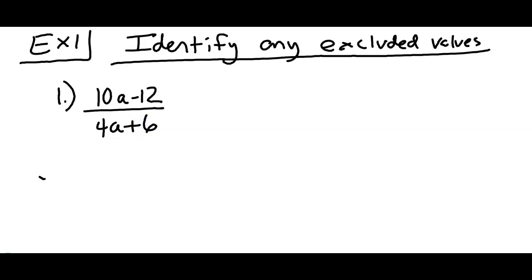So the question here is, what value is A not allowed to equal? That's what they mean by identify the excluded values. Well, A can equal 0, but the bottom can't equal 0. So here's how you start. You take the bottom and you set it equal to 0. The bottom can't equal 0, right? So now I'm going to solve for A.